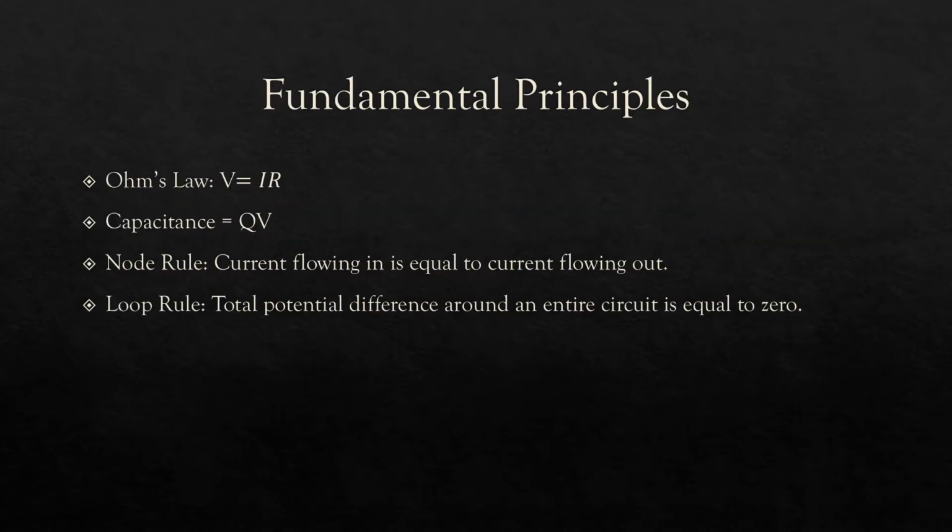Fundamental principles. Ohm's law: voltage is equal to current times resistance. Capacitance: charge divided by voltage is equal to capacitance. The node rule: current flowing in is equal to current flowing out. The loop rule: the total potential difference around an entire circuit is equal to 0.